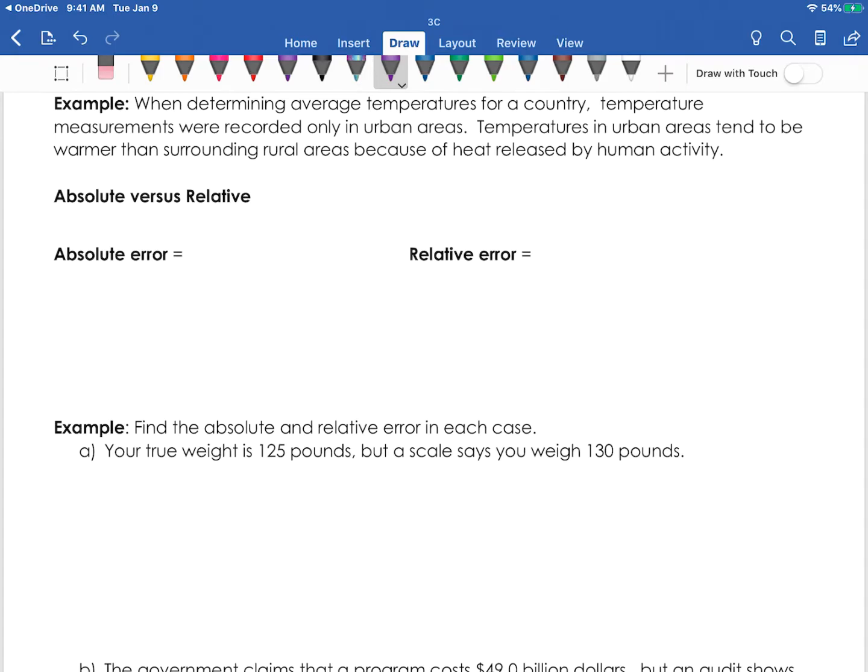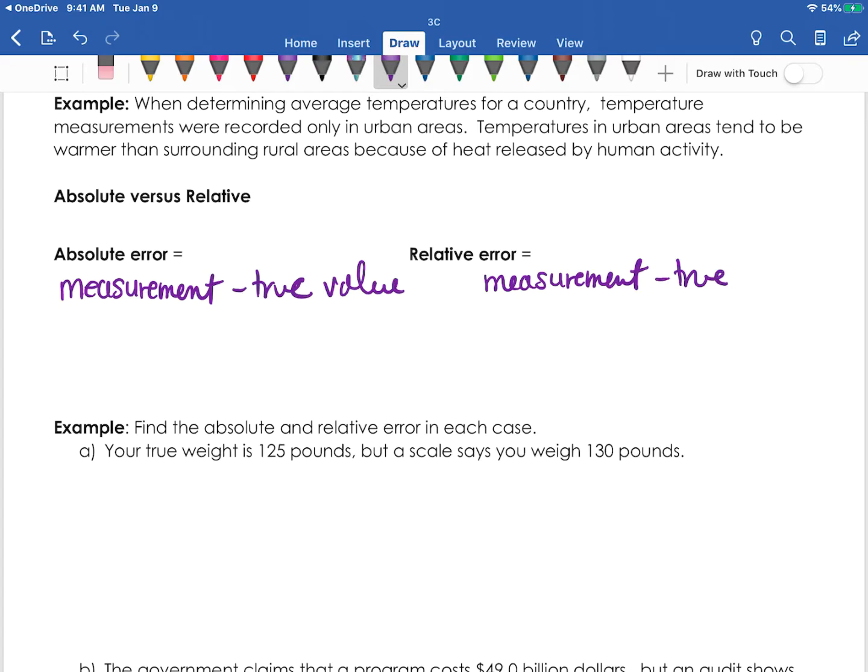So if we were to write down the formula for this, the absolute error is going to be the measurement minus the true value. The relative error is the amount of error in terms of a percent. So we're going to do the measurement minus the true value, divide by the true value, and then multiply it by 100 to change it to percent form.